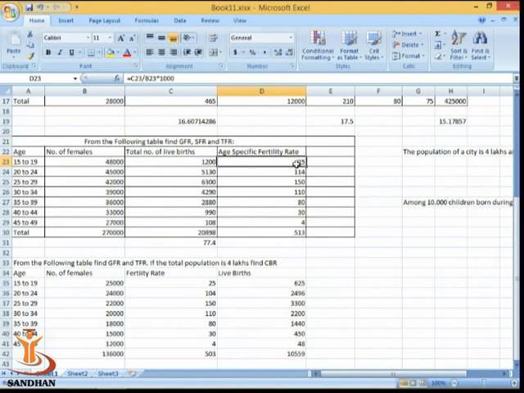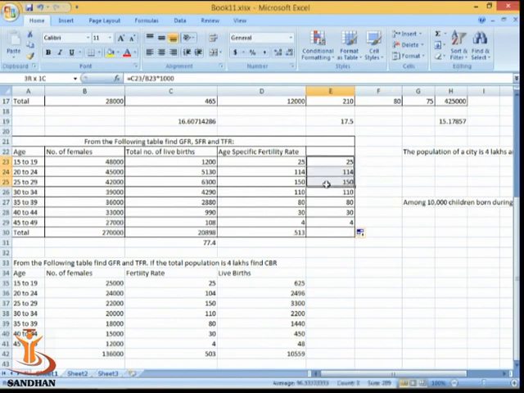Then just use scroll, I am showing again over here, equal to this divided by this, means total live births of a particular age group divided by female population of that age group itself multiplied by 1000. Now if I just drag this, I get the age specific fertility rate for each and every age group.